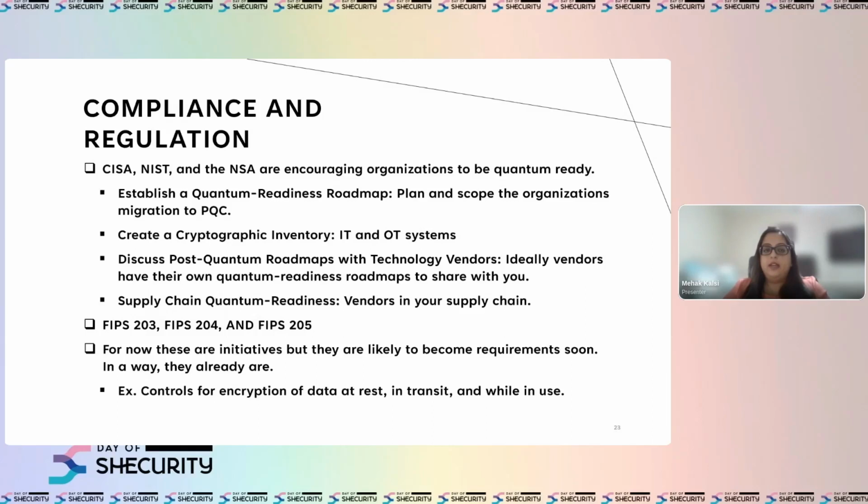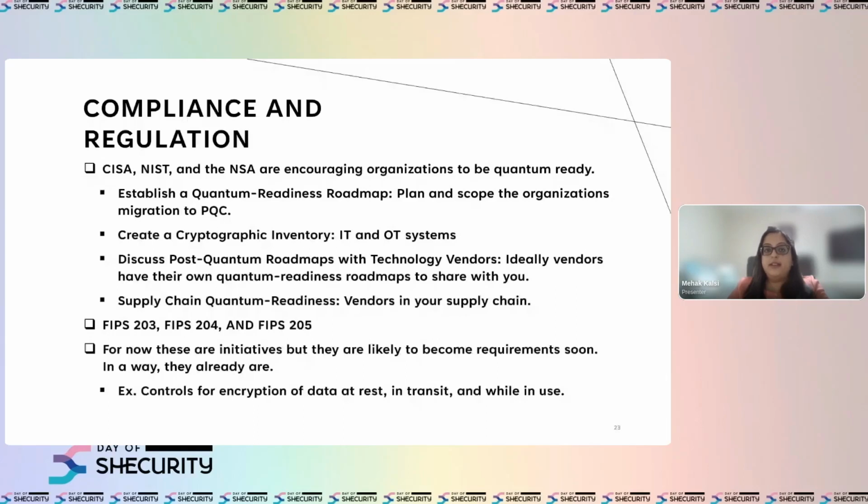And what they're doing is saying, hey, step one, create a quantum readiness map, which basically means you would plan and scope your organization's migration to PQC. Post-quantum cryptography is what PQC stands for. And part of that roadmap should include information about bullet 2, which is your cryptographic inventory of your IT and OT systems.